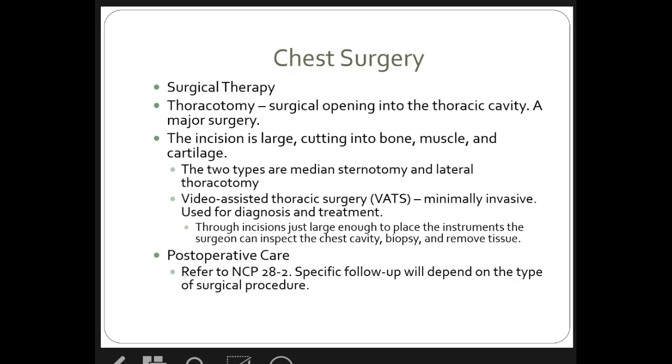The VATS that we talked about earlier, it's through these areas that they can inspect the chest cavity, they can biopsy, and they can actually do removal of tissue or lung. Again, for postoperative care, refer back to 28.2, and follow-up will depend on the type of surgical procedure that the patient has. Their chest tubes are placed in order to re-expand the lung because they have opened up the thoracic cavity, which can cause collapse of the lung. Pain is controlled either with use of a PCA and a lot of times with intercostal nerve blocks that are done at that time.